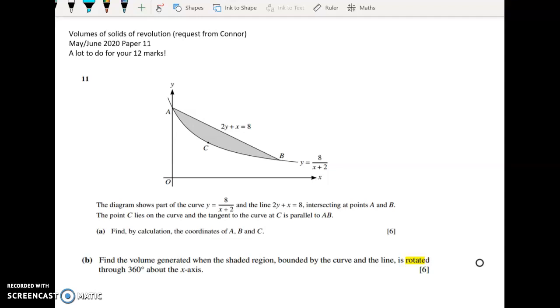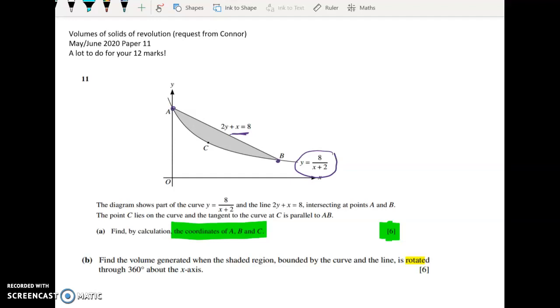So in this problem, we have to do quite a lot before we get to the volumes of solids stuff. Happily, if you muck up the first 6 marks, you can easily-ish do the second part, right? So in the first part, we have to find the coordinates of 3 points on the graph. And we've got 2 functions. The first is this one, 2y plus x equals 8, which is obviously linear. And the second is a chunk out of a hyperbola. And they intersect at A and B.